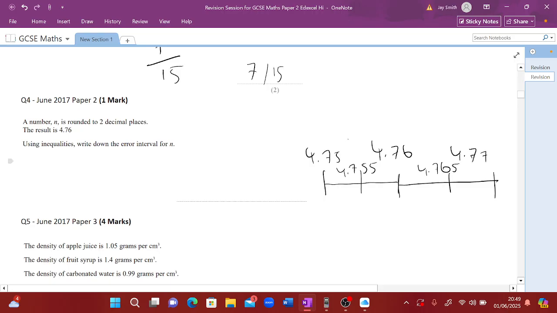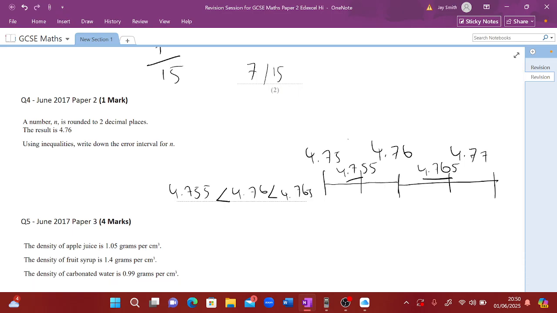And that's our bound, right? So that's a lower bound between 4.76. That means it has to be less than, and less than 4.765, right? So this number here and this number here. So that's our upper and lower bound.